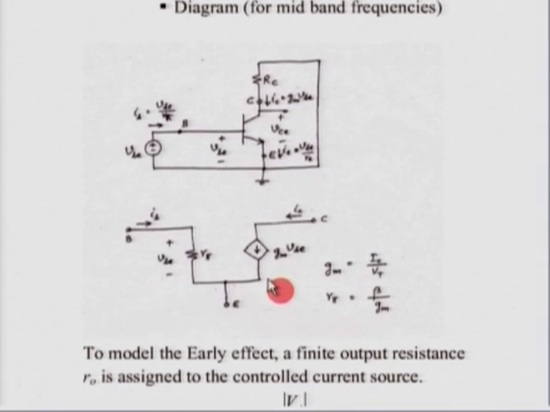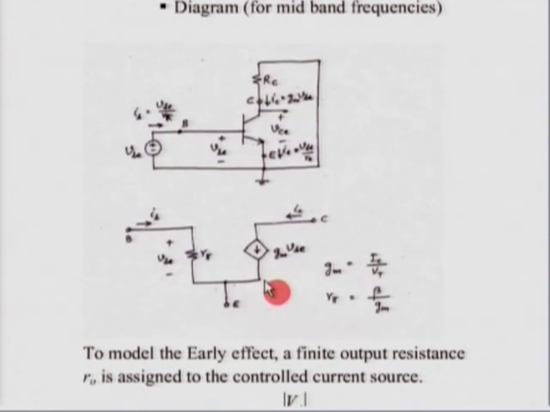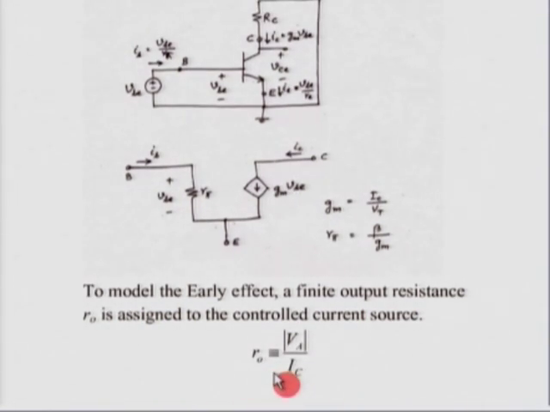If you remember, when we talked about the early effect last week, we said it is about the variation in the collector current as a function of VCE, the collector to emitter voltage. Now, in a hybrid pi model, the early effect can be modeled by putting a resistance across the current source, and that resistance R naught is defined as the early voltage divided by IC. So, once we complete our biasing and determine the value of IC, we can determine all the small signal parameters, that is GM, R pi and R naught.